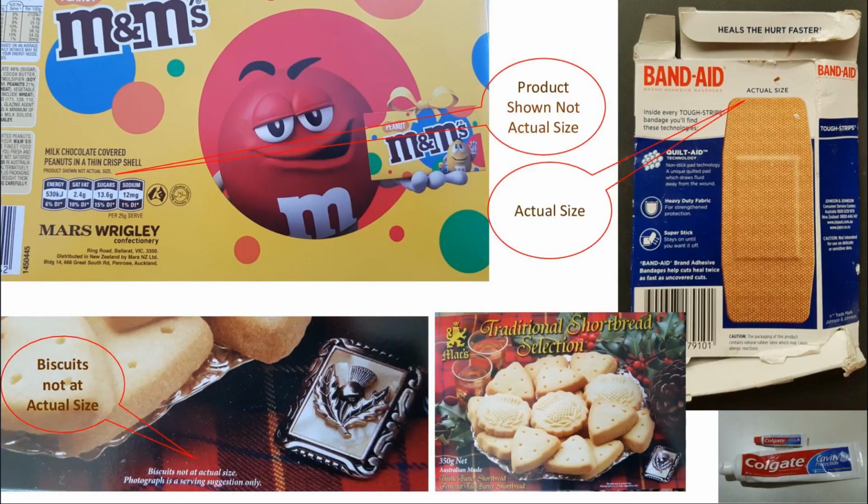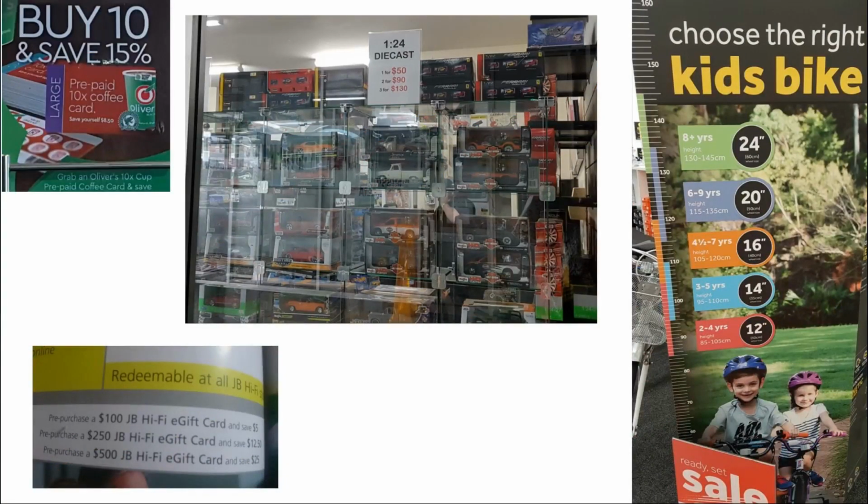Here are some examples when we talk about congruence and similarity and so on. So the Band-Aids are actual size, just to show the kids things that are real life. When they put cereal on the box, there's this great big piece of cereal jumping out, but it's like 3 times the actual size of a piece of cereal. M&Ms, it actually says on the box, product not shown, not actual size. You can see there's the biscuits. There's lots of examples for those sorts of things.